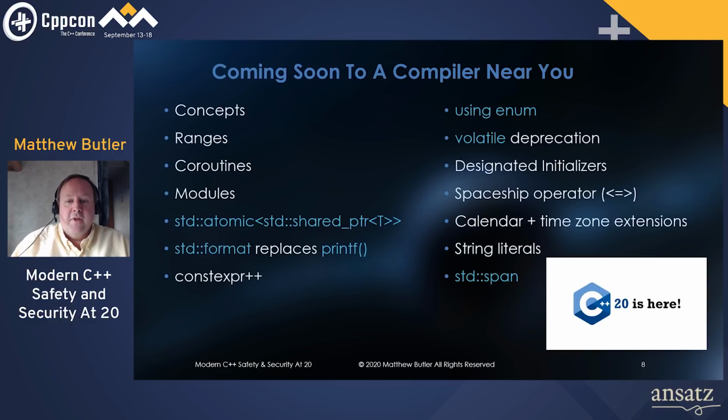And then coroutines is sort of a new way of doing synchronization between threads. A lot of the other things are more tactical in nature, but when you sum it all up, C++20 is really sort of the game-changing release that we had in C++11.